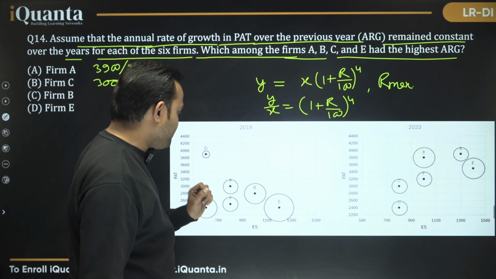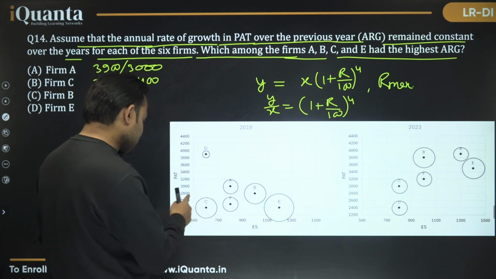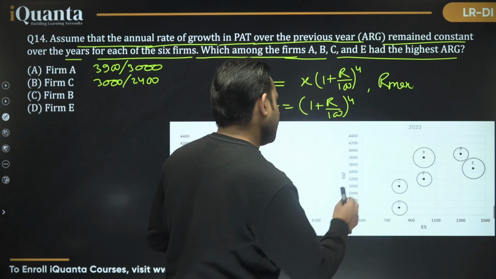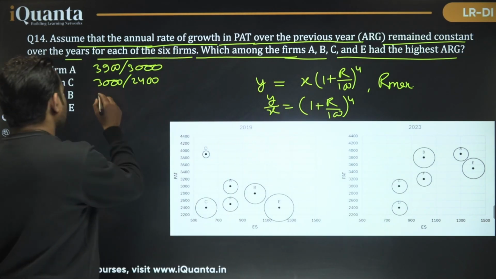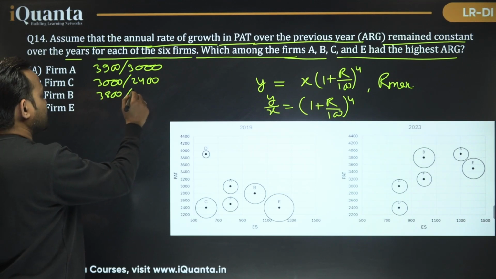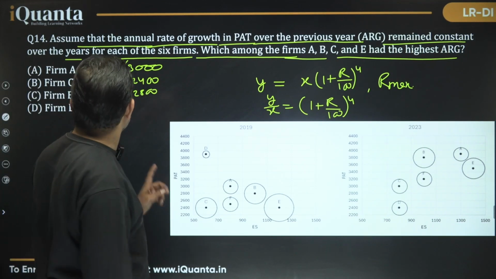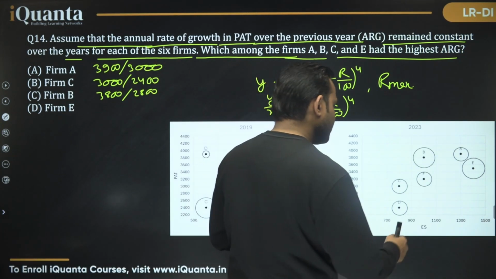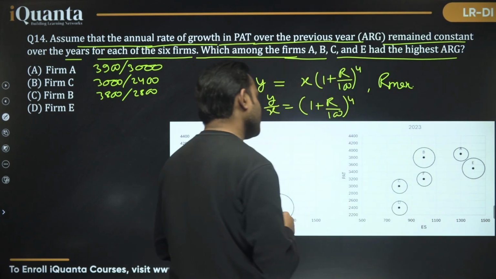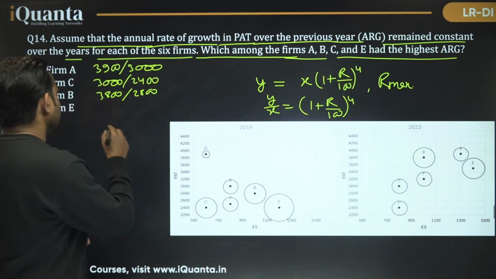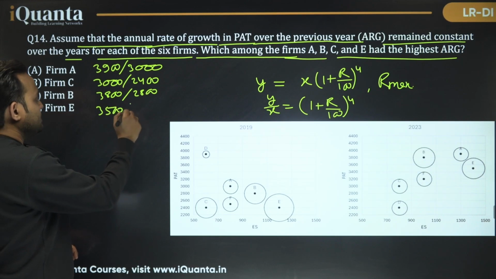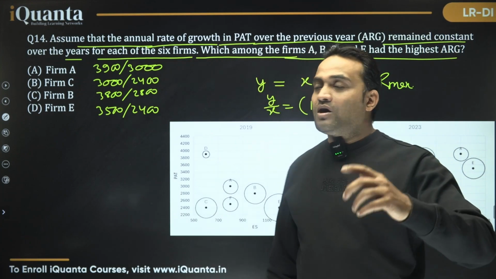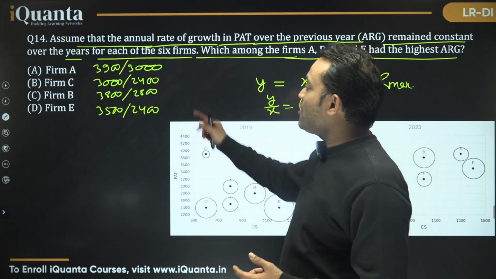Then let's come to firm B. In case of firm B, this is 2800 and 3800. So 3800 upon 2800. And in case of firm E, this value is 2400 here and 3500 here, right? So 3500 divided by 2400. The annual rate of growth depends on this value.